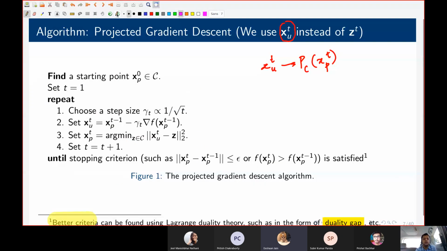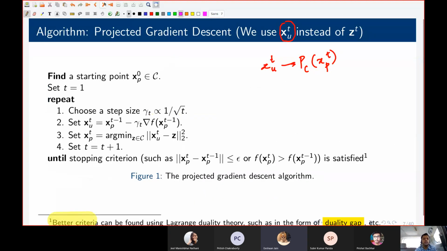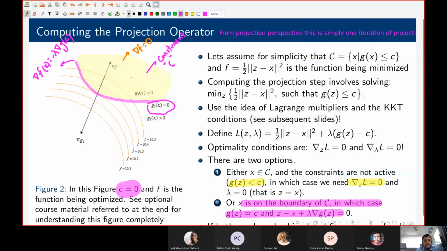Could you explain the diagram once? What is it showing? Yeah, the diagram is showing the region g(x) less than or equal to 0. The shaded region is the region where g(x) is strictly less than 0. In this shaded region, g(x), or in this case g1(x), there's only one g, so I'll just use g(x), is strictly less than 0. In this region you can have the gradient of f vanishing. However, on the boundary, you have to be a little careful. That's where the constraint actually is active, right?